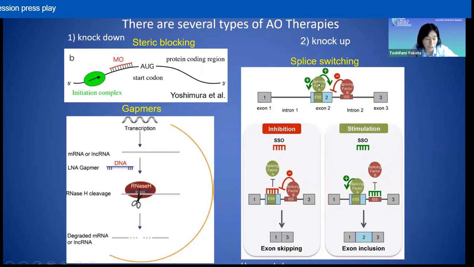The knock-up approach is a bit of a different approach. Basically we can use antisense oligos for splice switching. We can either inhibit splicing or stimulate splicing using antisense oligos to skip an exon or include an exon, and it can restore gene expression. This is a knock-up approach.